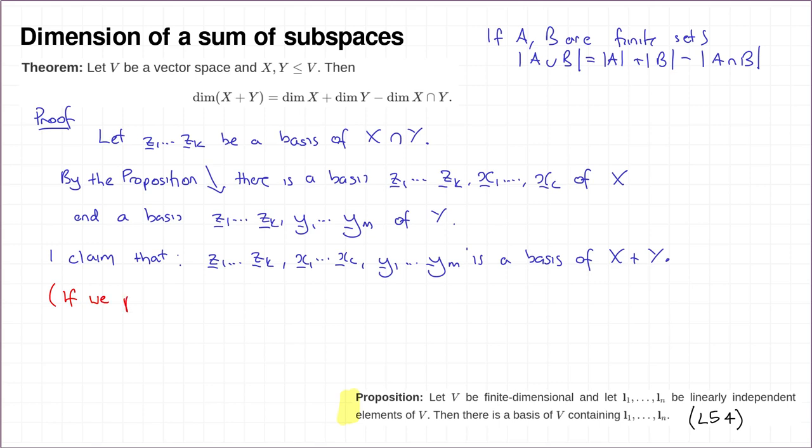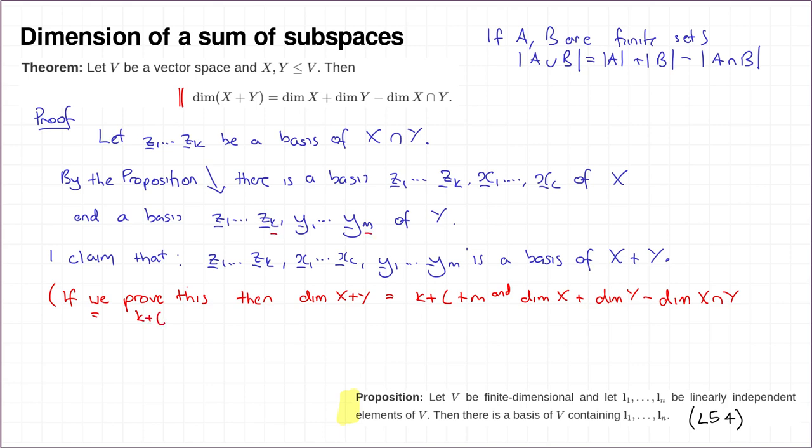If we prove this, then it proves the result that we're trying to prove, because dim(X+Y) would be equal to k plus l plus m. That's the length of this sequence. And dim X plus dim Y minus dim(X intersect Y) would be, well, the dimension of X would be k plus l. The dimension of Y would be k plus m. And the dimension of X intersect Y is k.